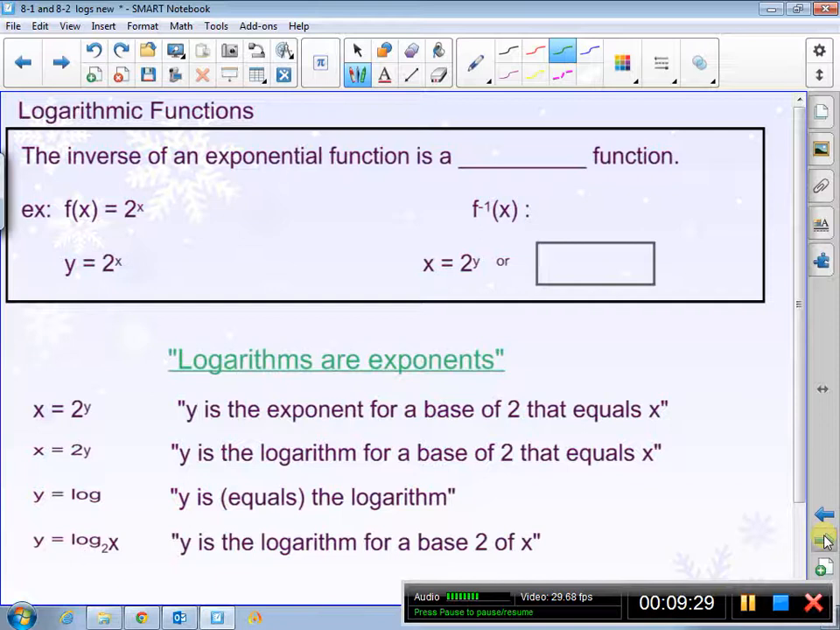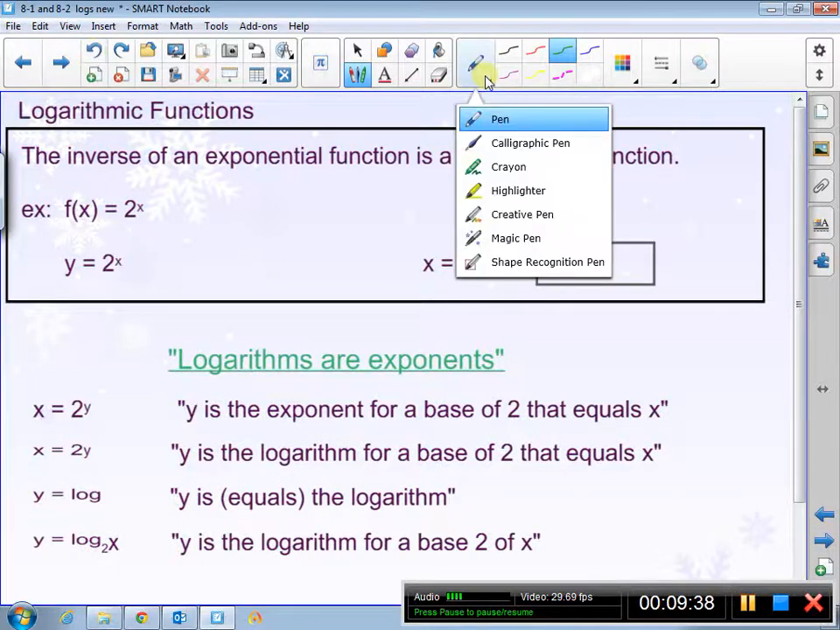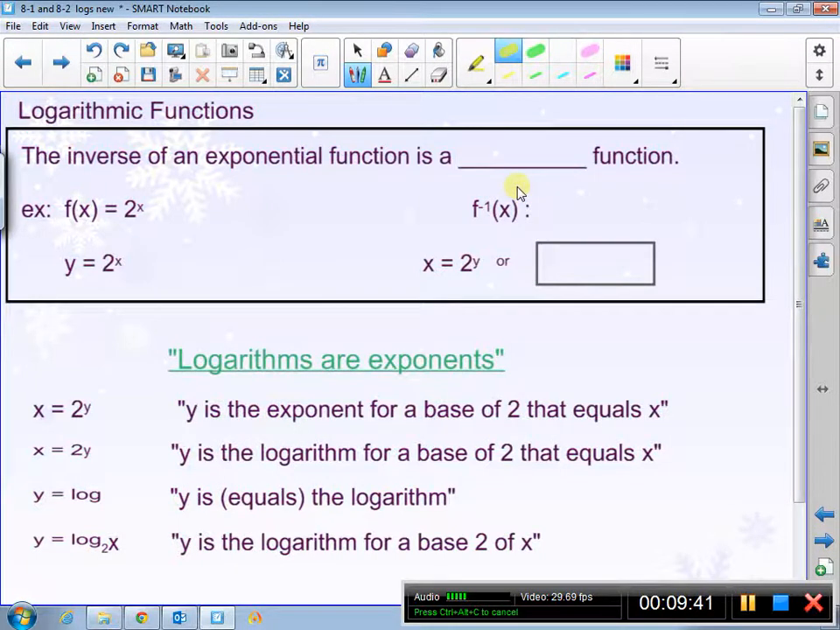So what did we just do? What you just did is you graphed your first logarithmic function. Congratulations. A logarithmic function. So they're not that scary. They're just the inverse of an exponential function. So the inverse of an exponential function is a logarithmic function.